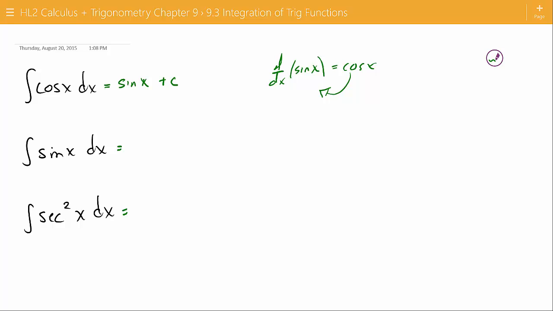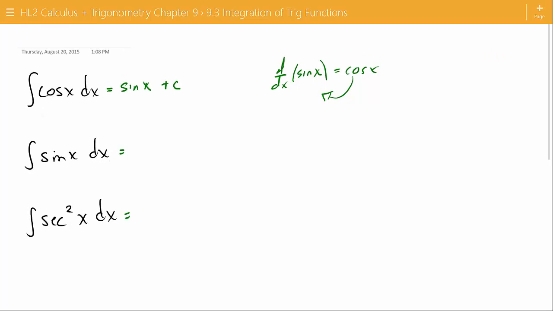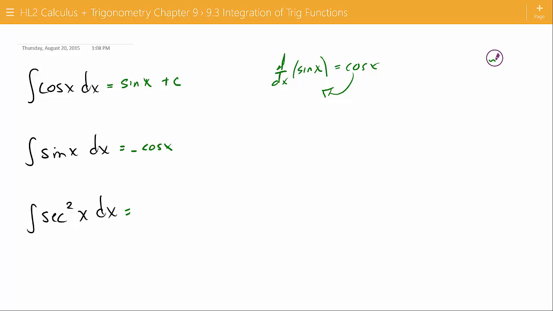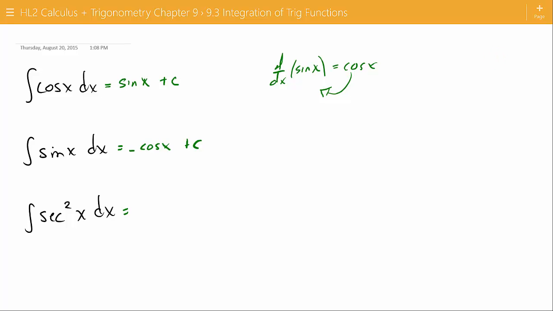So for the second one, the antiderivative of sine x dx, we're asking what function has a derivative equal to sine x? And you might say cosine x, and you'd be close, but it's negative cosine x plus C, of course, the constant of integration. And what function has a derivative of secant squared x? That would be our good friend tangent x plus c. These are all available to you by knowing the derivatives for sine, cosine, and tangent.